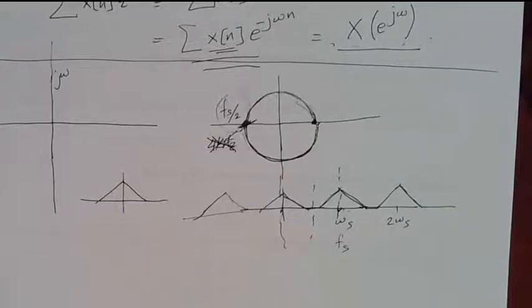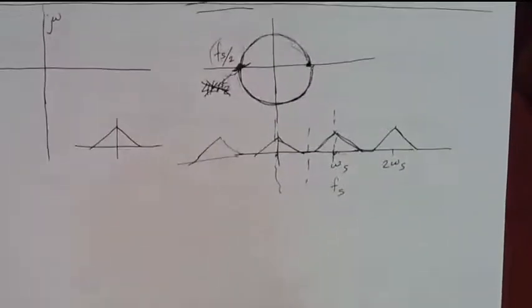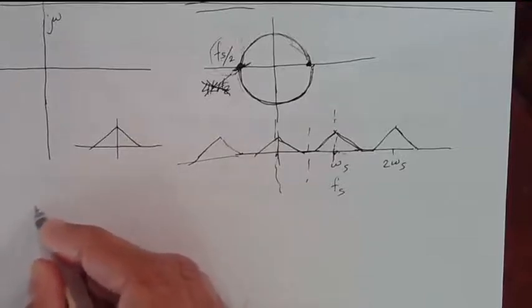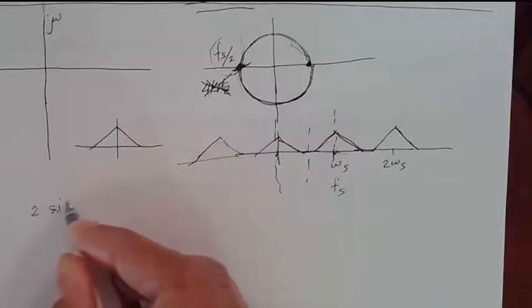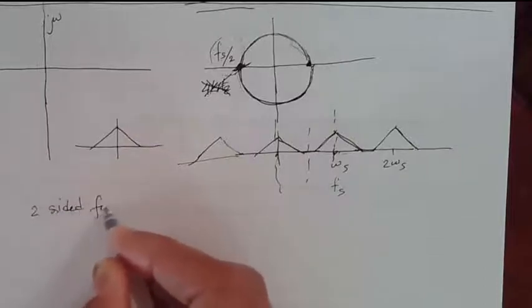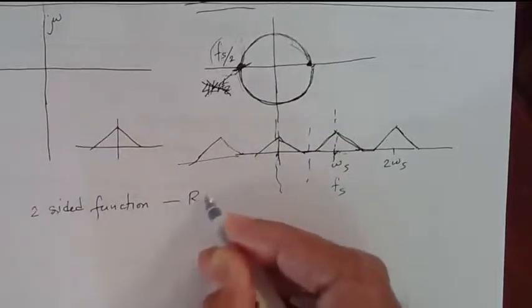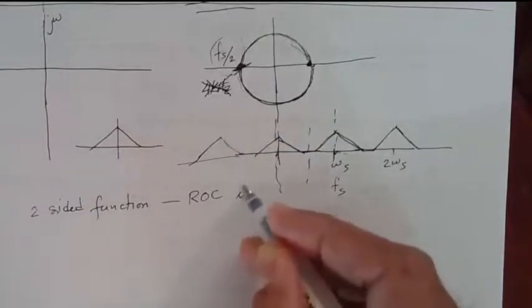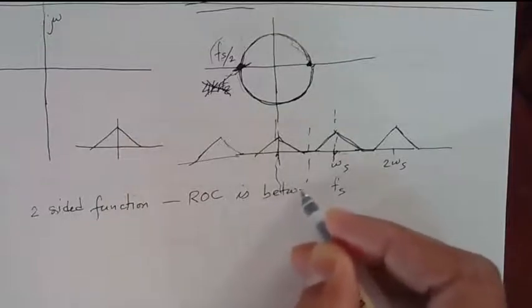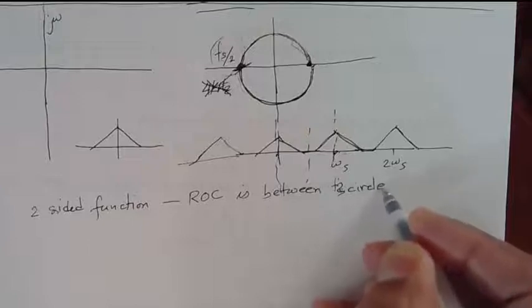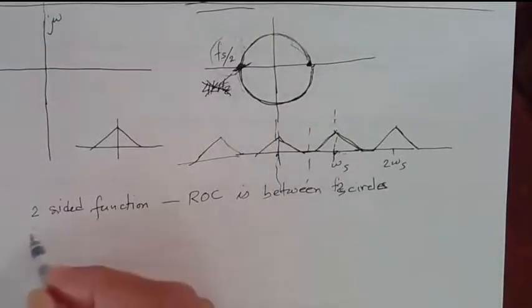That's it. We've done three things this time. We looked at what happens with a two-sided function. If I have a two-sided function, the region of convergence is between two circles. If you can read this. That was one thing we did.